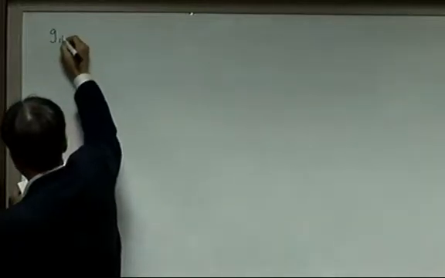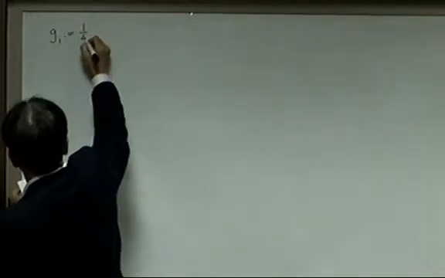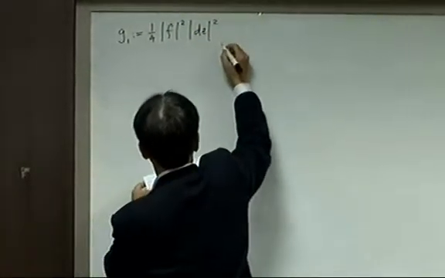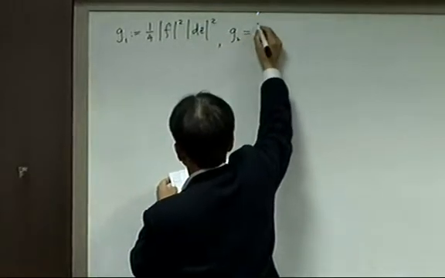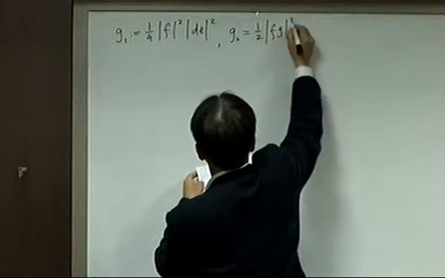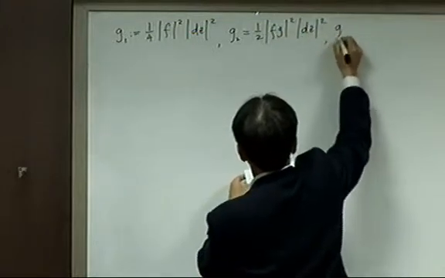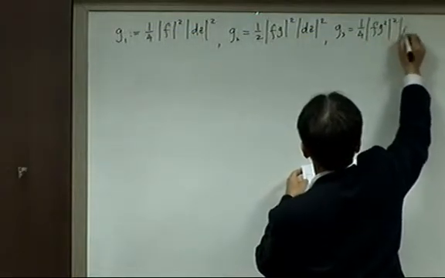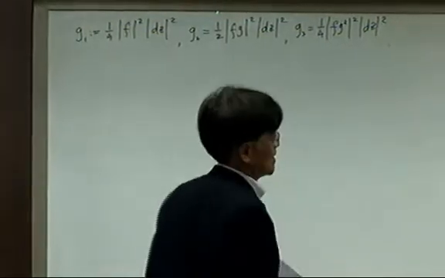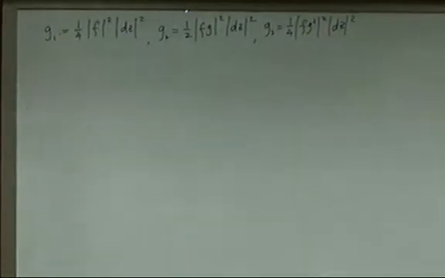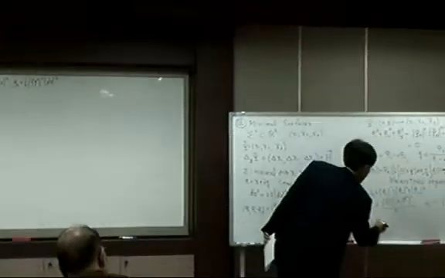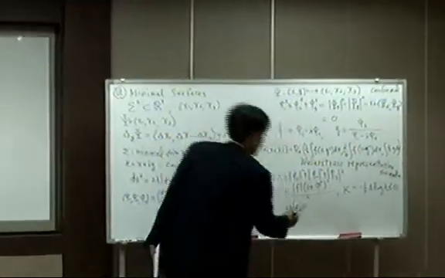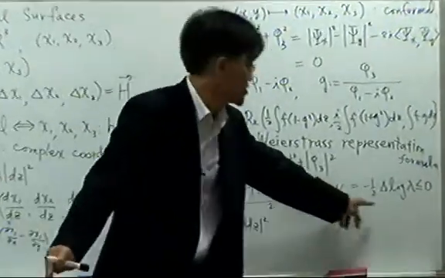Let's introduce new metrics: G1, which is 1/4 |f|² |dz|²; G2, 1/2 |fg|² |dz|²; and G3, 1/4 |fg|² |dz|². Then for the original metric, 2λ|dz|², the Gaussian curvature is negative.